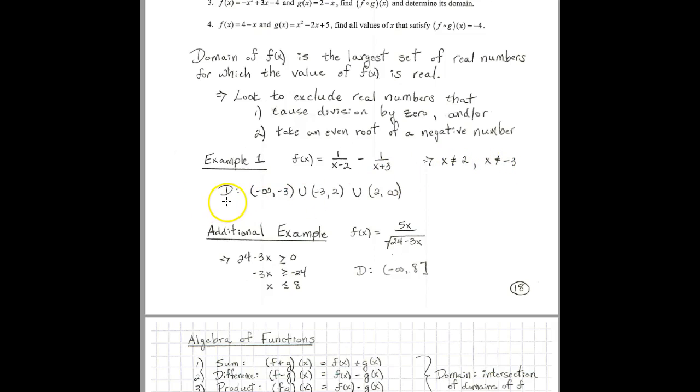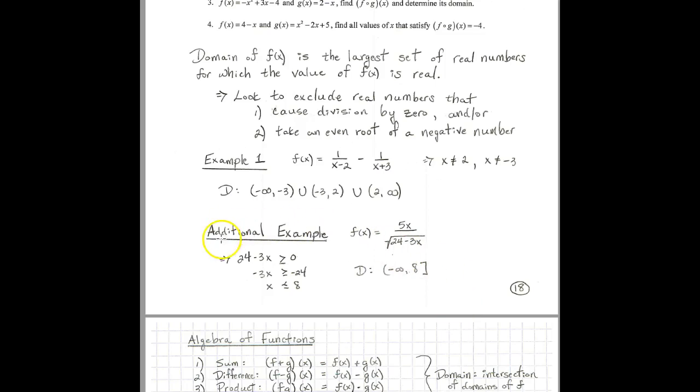So when I write the domain, and what they want you to write in MyMathLab is interval notation. So we say every number but 2 and -3. So that's minus infinity all the way up to -3, except I can't include -3. So I put parentheses. Union, okay. Union means or. So or, it's in -3 to 2, not including those because I can't include -3 or 2. Or, so union, 2 to infinity. Again, not including 2. So that's the entire domain.